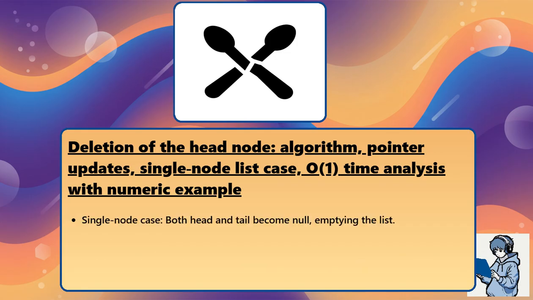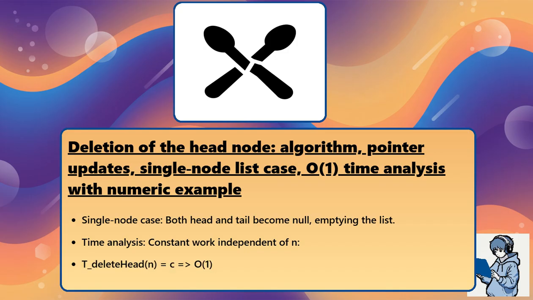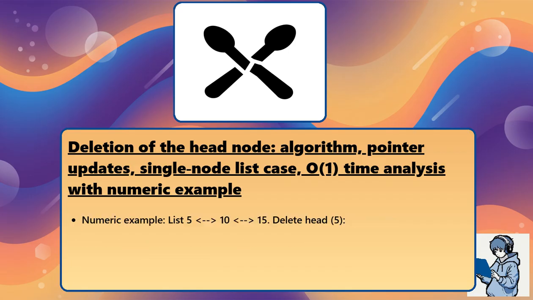Single node case: both head and tail become null, emptying the list. Time analysis: constant work independent of n. T delete head of n equals c, which implies O of 1. Numeric example: list 5 to 10 to 15, delete head 5. New head equals 10. 10 dot prev equals null. Head equals 10. Result: 10 to 15, only 2 pointer writes performed.